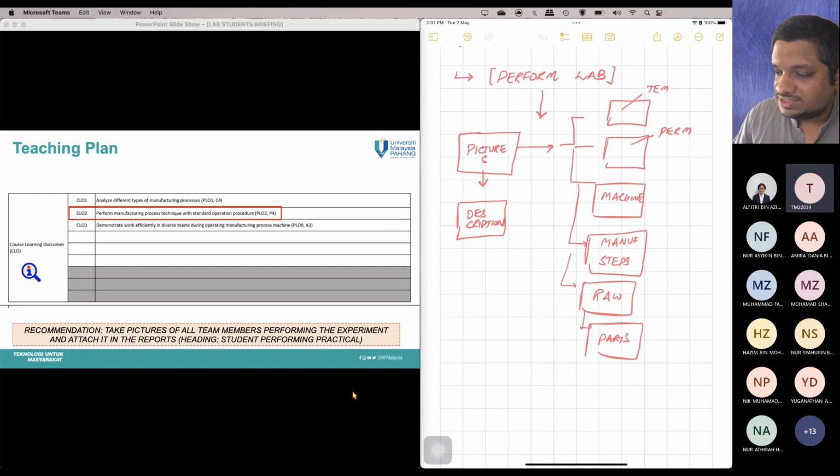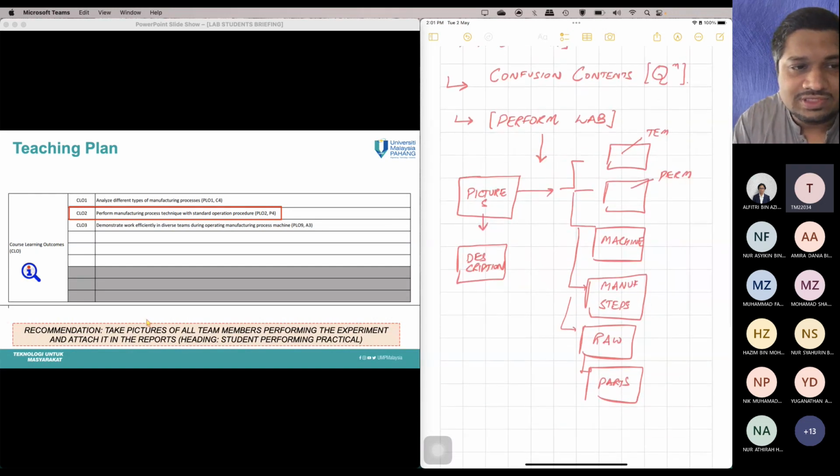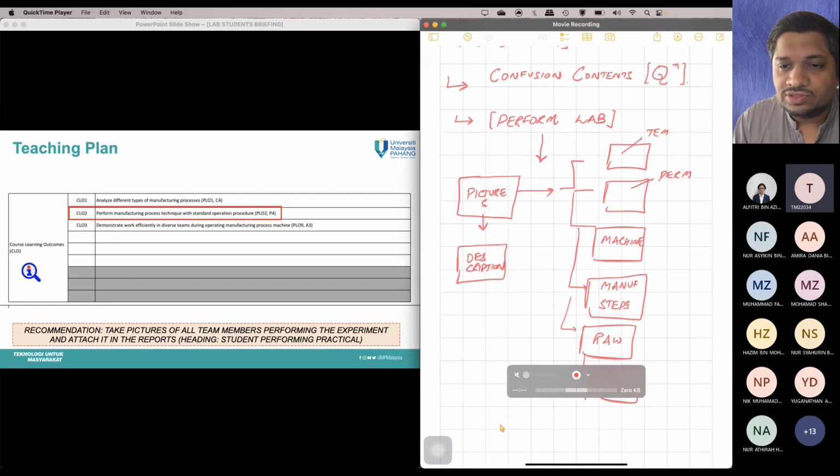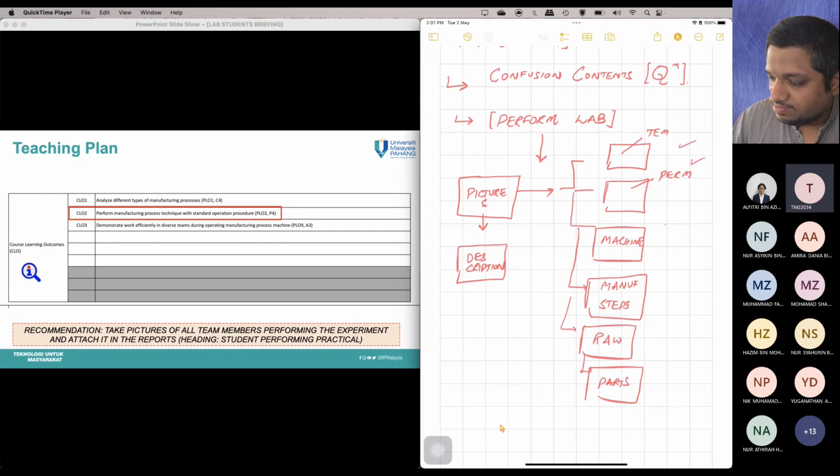As I was telling you, for the lab we have the course learning outcome, perform manufacturing process technique with standard operating procedure. To complete this course learning outcome, the guideline is that you have to take pictures of all the team members performing the experiment and attach those pictures in the report, which means students handling the equipment, operating the equipment, using the products and the tools during the lab process. You should take pictures of all the essential and important steps during the lab manufacturing process.